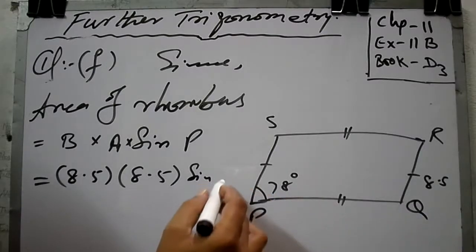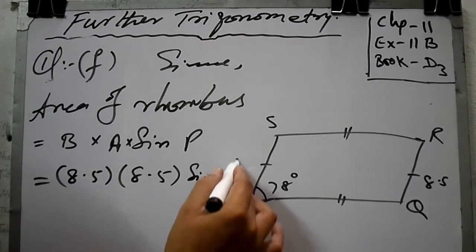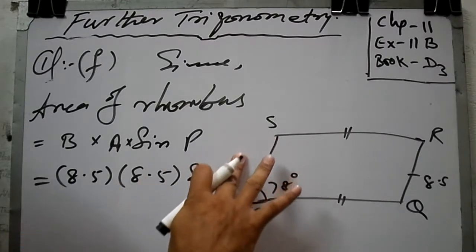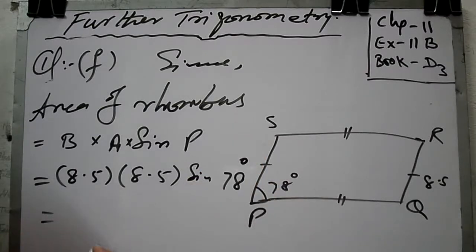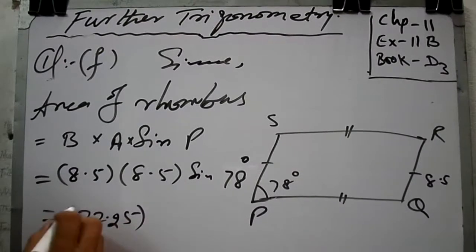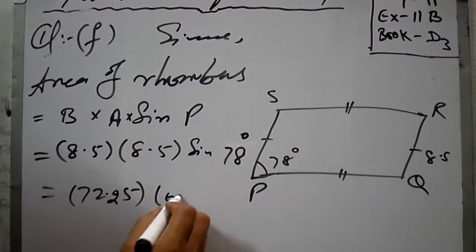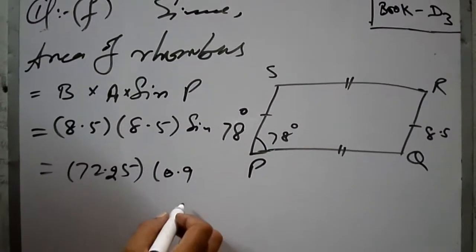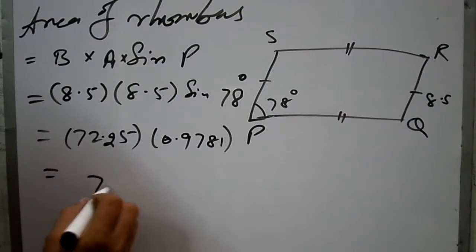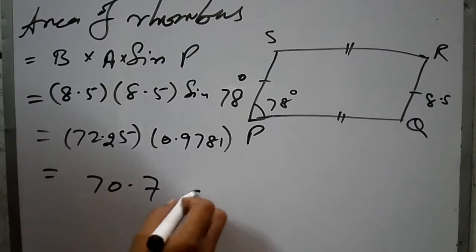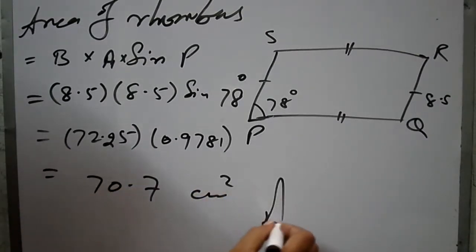So p is 78, but we have to put that as sine 78. So after further simplification you will get 72.25, and the value of sine is 0.9781. So after multiplication you will get 70.7 centimeters square. So that is your result.